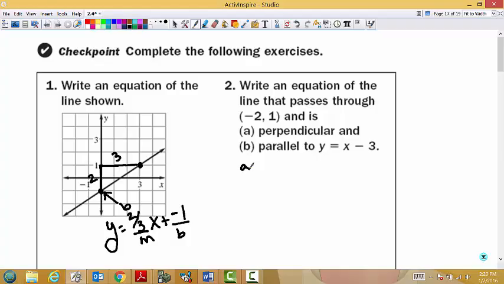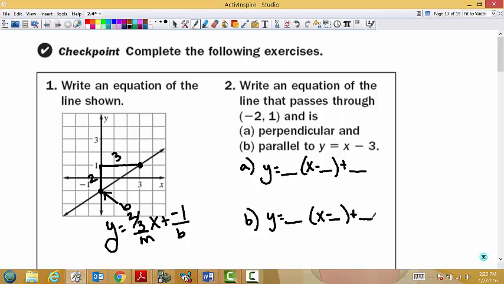And then for 2, it says write an equation of the line that passes through (-2, 1), and is perpendicular and parallel. So y equals blank, x minus blank, plus blank. It didn't tell me to write it in slope-intercept form, so I'm not going to. And I'm going to go ahead and put -2 and 1.